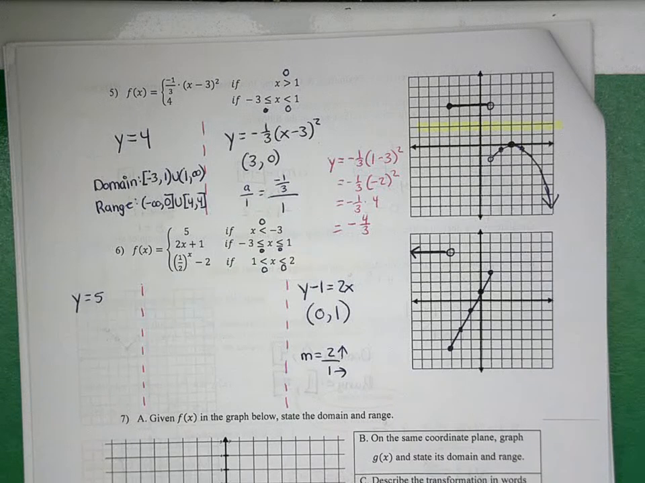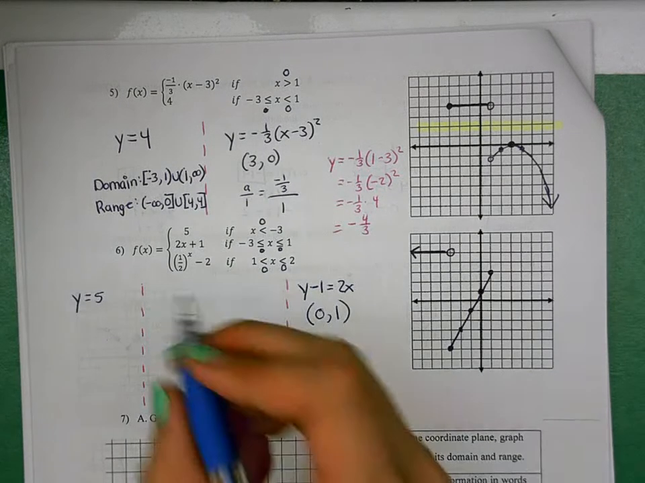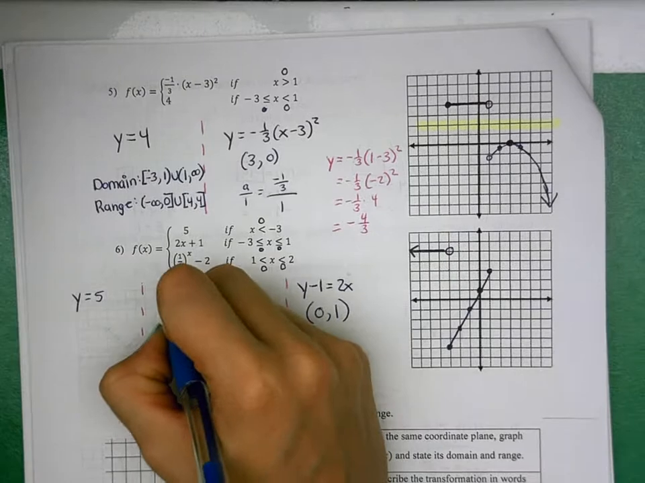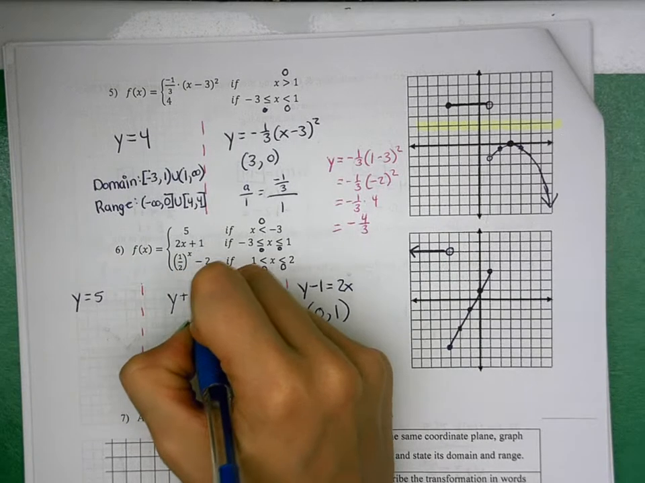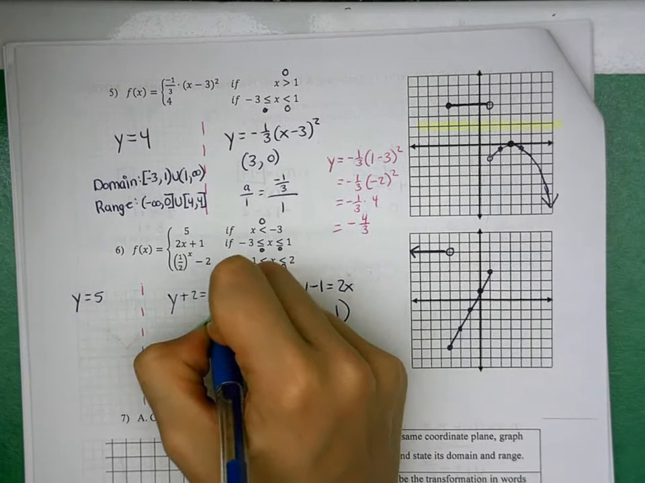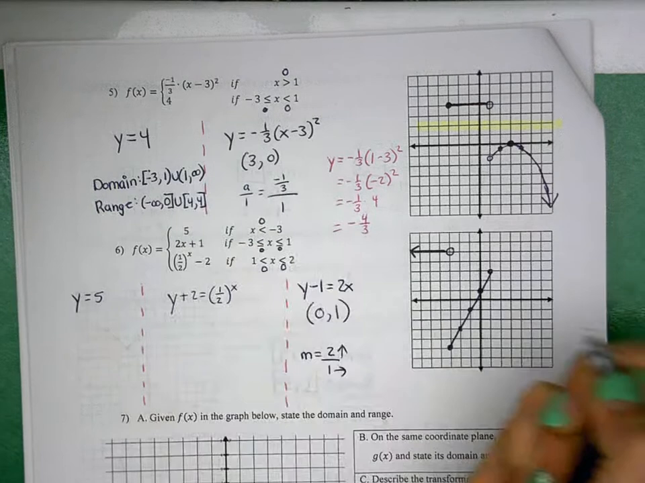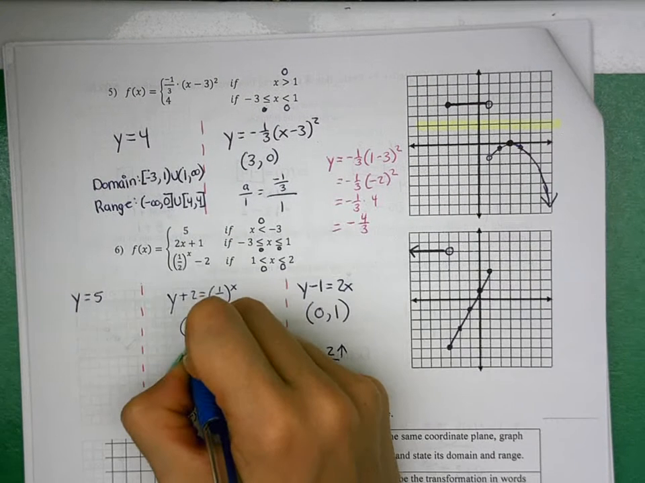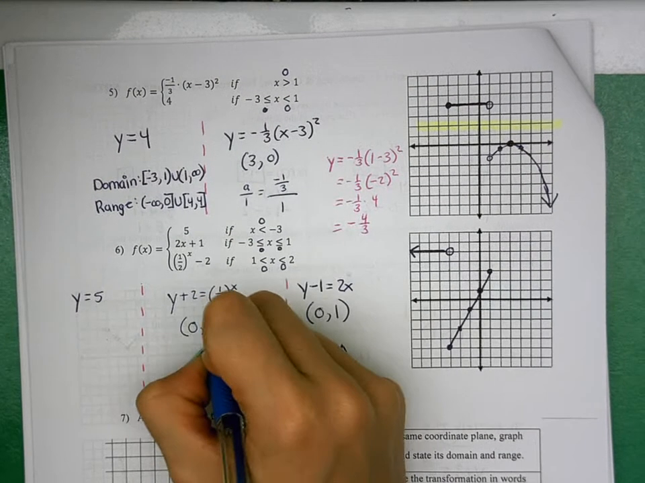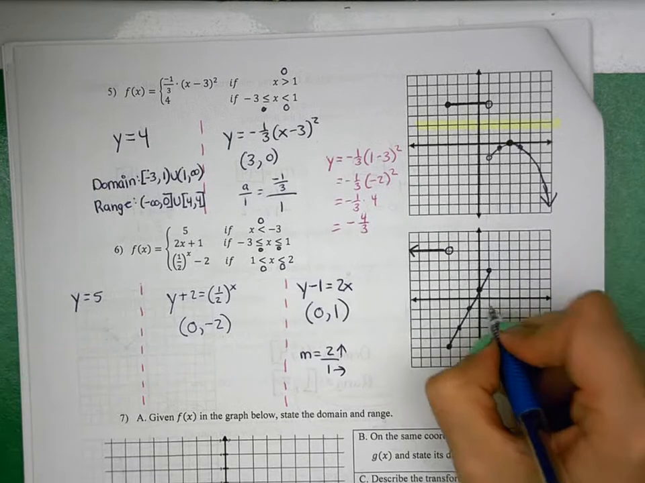Okay. And last but not least, we have our exponential. Adding this 2 over for descriptive form, y plus 2 equals 1/2 to the x. My HK, x is going to be 0, y is going to be negative 2. That's my asymptote, so 0, negative 2.